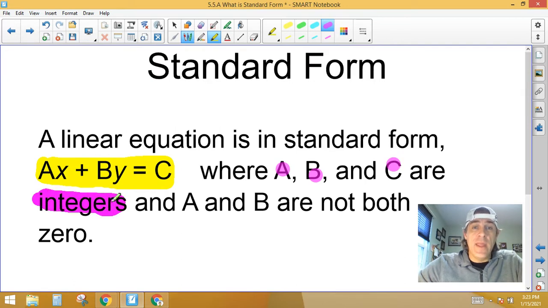Integers being no part of a number. No fraction, no decimal. Has to be positive, negative, whole numbers. That's a reminder of what an integer is. So it's ax plus by equals c. Notice this is a capital B, different than the lowercase b that represents our y-intercept in slope-intercept form. So a, b, and c, technically, they don't really represent anything as important as a slope or a y-intercept, but this is something we'll build on for future lessons.